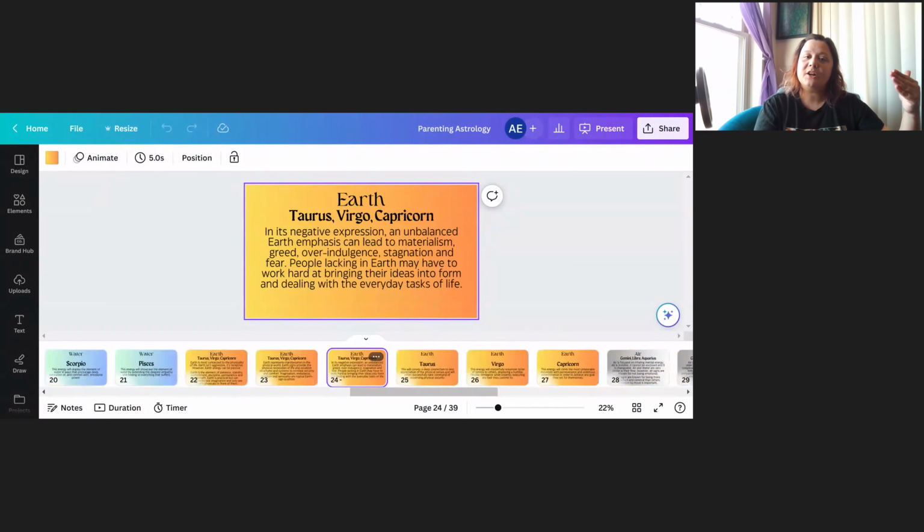With its negative expression, an unbalanced Earth can lead to materialism, greed, overindulgence, stagnation, and fear. People lacking in Earth may have to work a bit harder at bringing their ideas into form and dealing with everyday tasks of life. So me, as somebody who, I'm pretty sure I only have one Earth placement, Venus in Taurus, I can really identify with that last part. Because when you look at everybody else, it seems to take so much longer to manifest things. And that's where working with the energies of your chart makes such a difference.